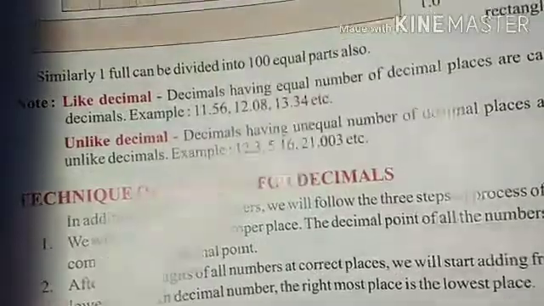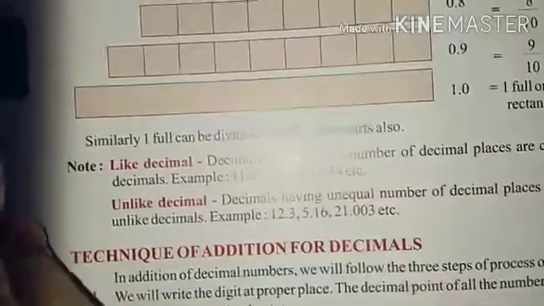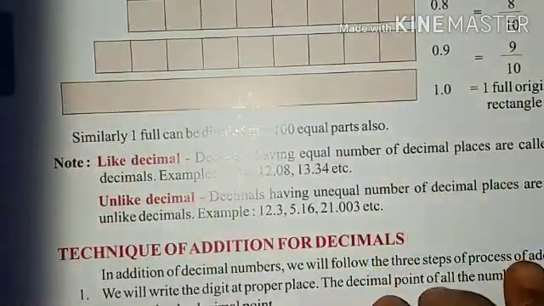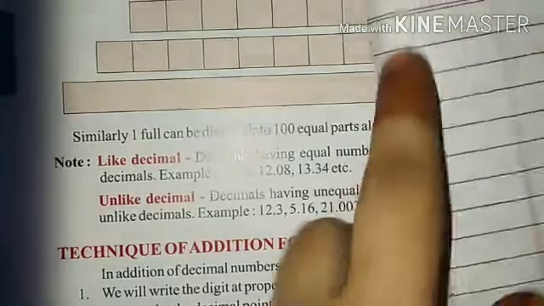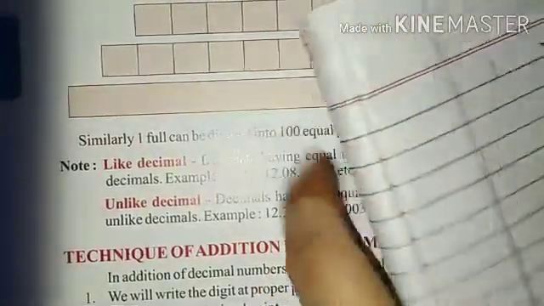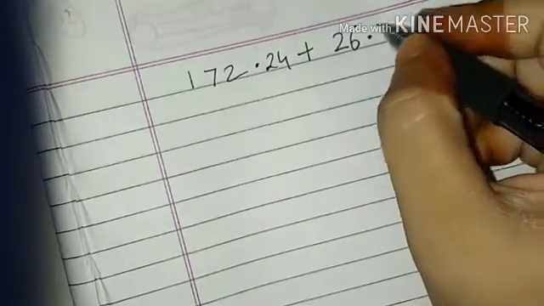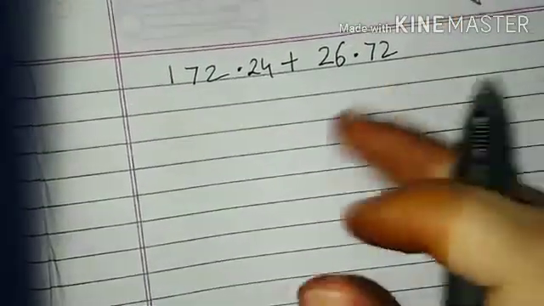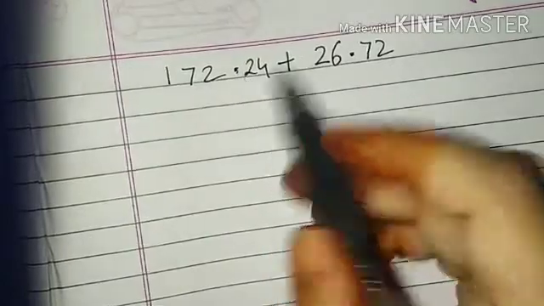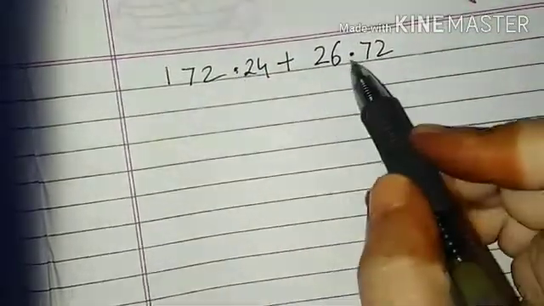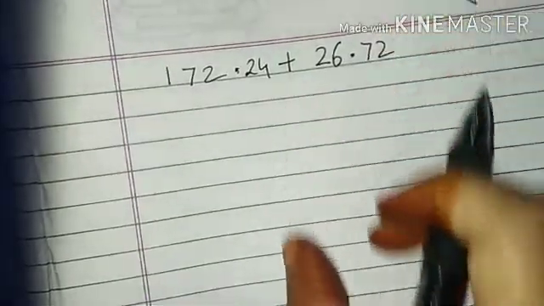Now we will learn how to do addition for decimals. Suppose you have been given that you have to add 172.24 plus 26.72. Now you have to bear in mind, when you are writing in column form, the decimal points must come in the proper column.